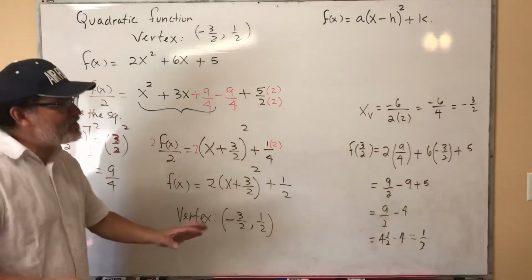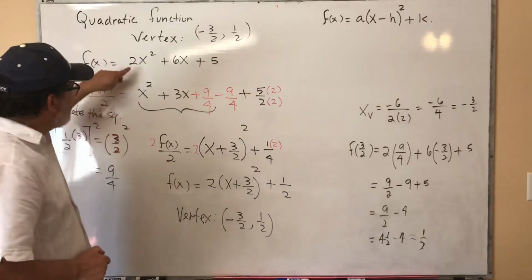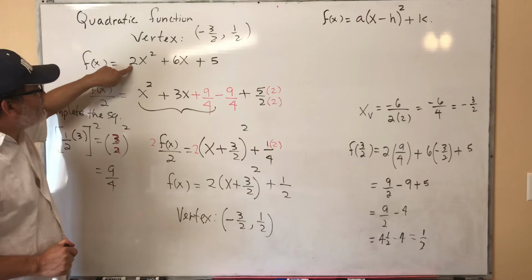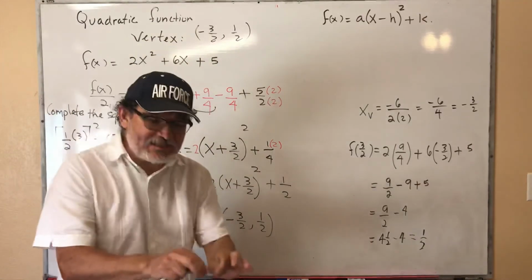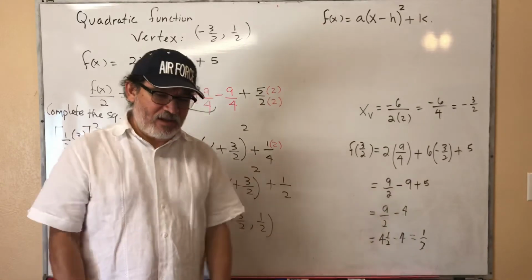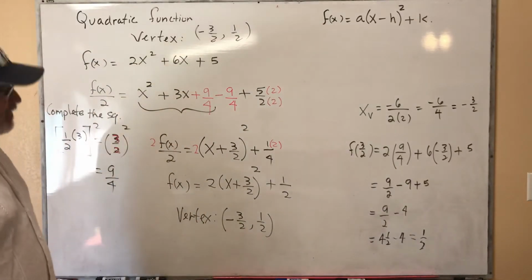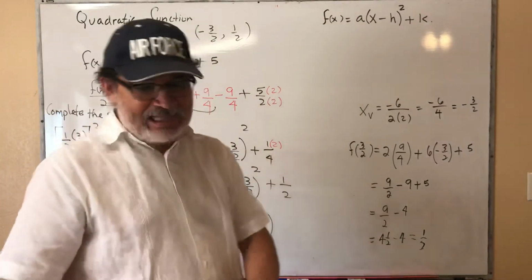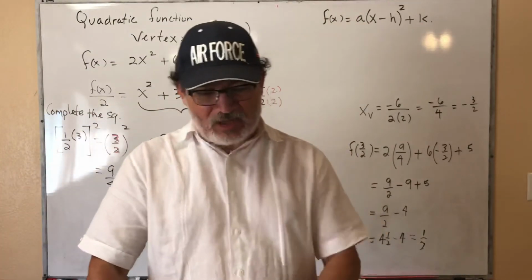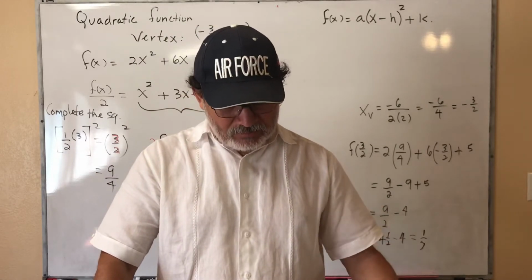Guys, in this case, the vertex is a minimum because the leading coefficient is positive. It opens up. Okay? All right. So I think I can go ahead and do section 3.2. And that's what I'm going to do.